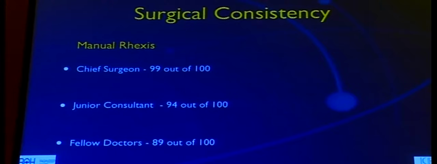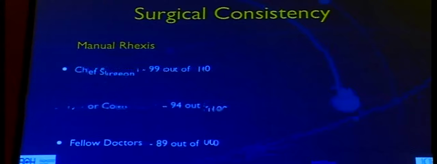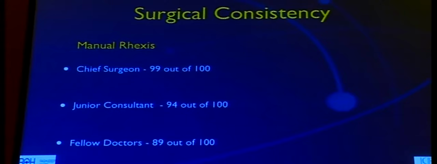We did a study before we decided to buy the machine. I was late to buy this machine. Probably I was 17th or something like that in India, and I bought this machine 2.5 years after the innovation. And before that we wanted to understand how valuable it is. So I did consecutive 100 Rhexes, and I could not complete them all in one continuous. My junior consultants did 94 out of 100, and my senior fellows, who were a year and a half in, could do 89.